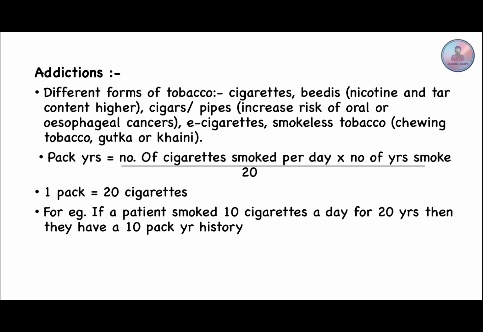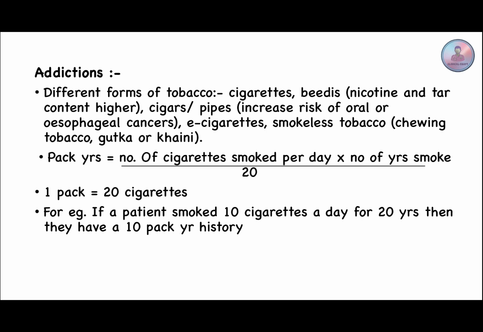Now, what are the addictions? There are different forms of tobacco consumption, like cigarettes, beedis, cigars, pipe, e-cigarettes, smokeless tobacco, etc. Take the history of number of cigarettes smoked per day along with the duration to calculate the pack years. Pack years is equal to number of cigarettes smoked per day times the number of years smoked divided by 20. One pack is equal to 20 cigarettes.